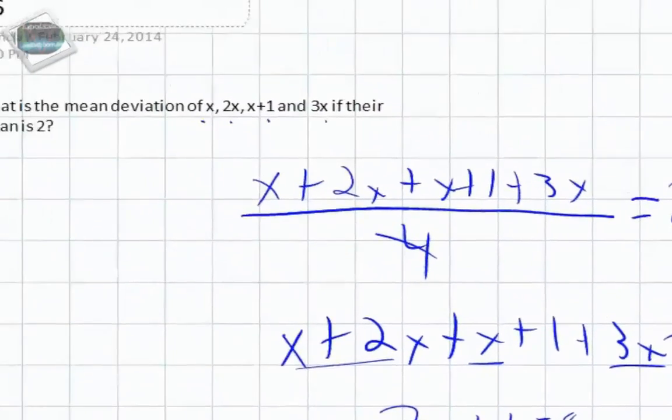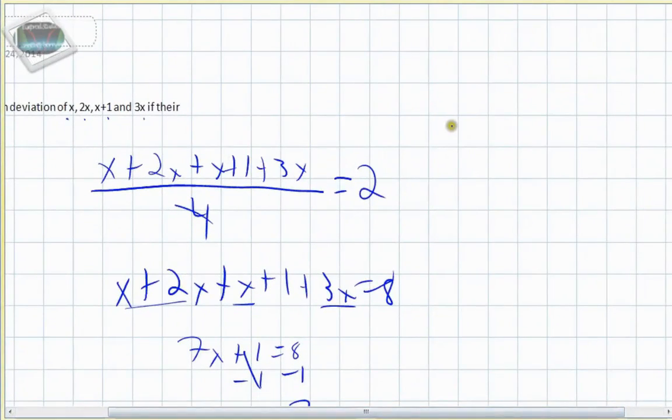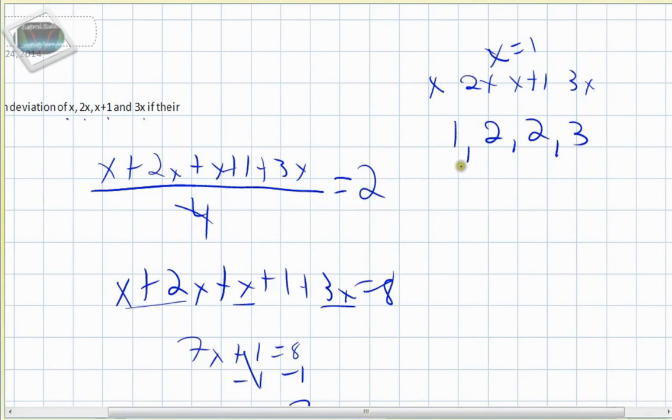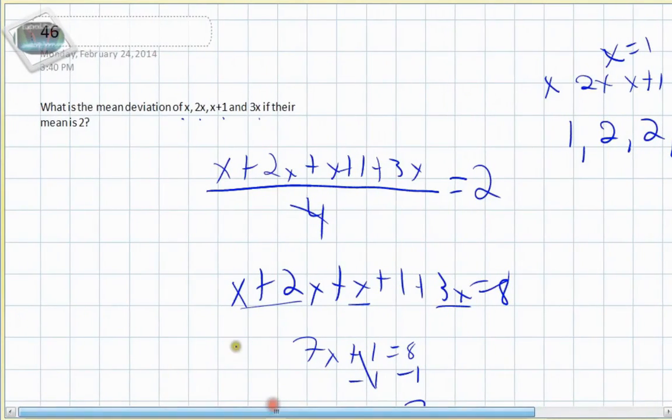Alright, so plugging that into the values up here, then that means that the numbers that we have are going to be 1, 2, 2, and 3. Okay, so I got that this is x, this is 2x, this is x plus 1, and this is 3x, okay? And we already found out that x is equal to 1. So that's how I got these 4 numbers. Alright, and they want to know, what is the mean deviation?